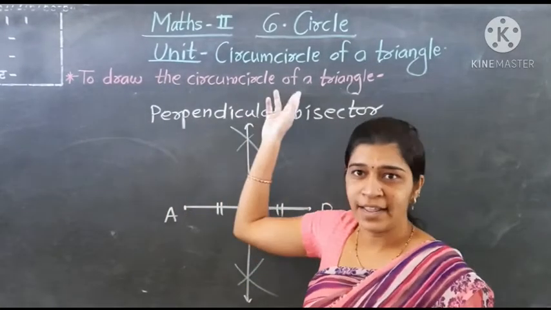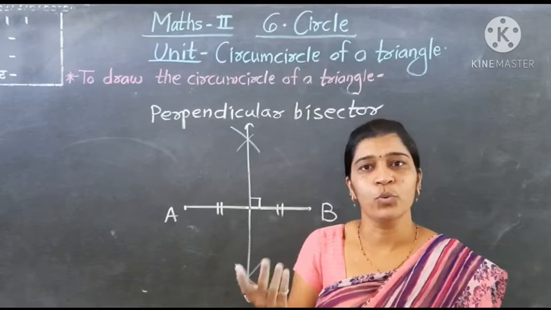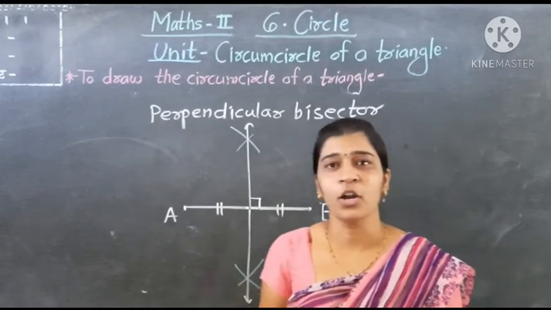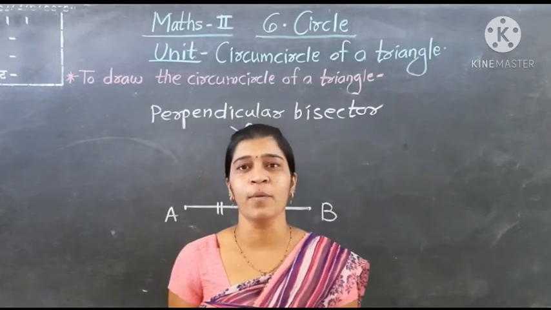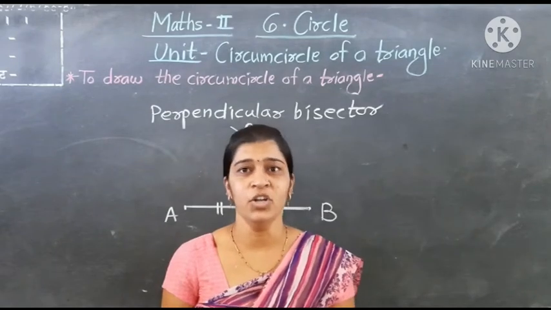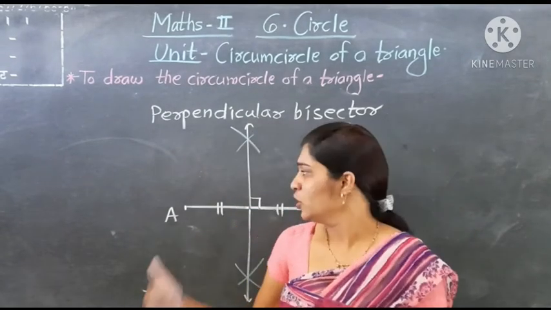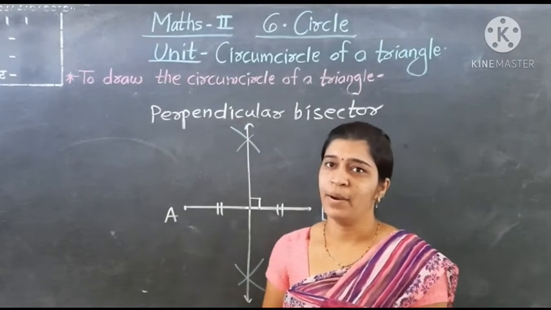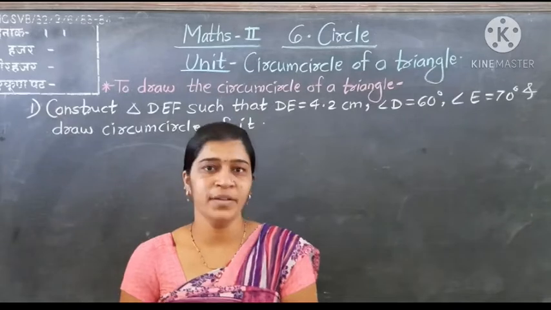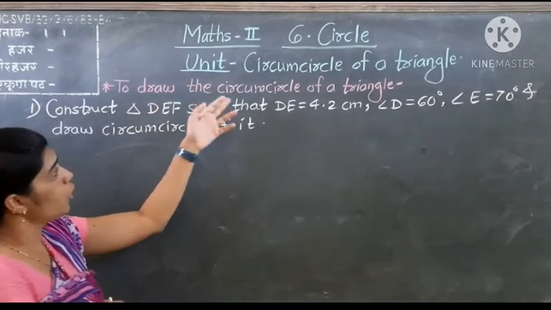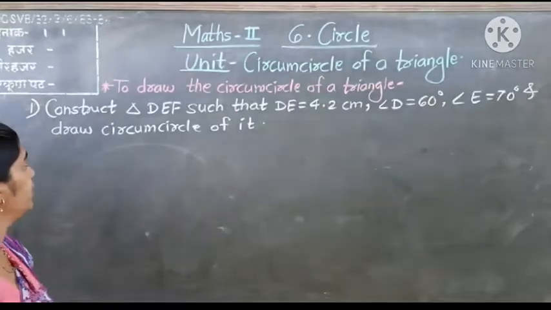A triangle has 3 sides, so we could draw the perpendicular bisector of all 3 sides. But it is necessary to draw the perpendicular bisector of only any 2 sides of a triangle. So remember how to draw a perpendicular bisector. Let's see an example to draw the circumcircle of a triangle.